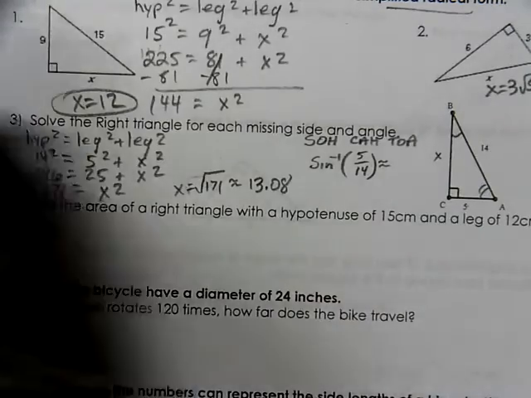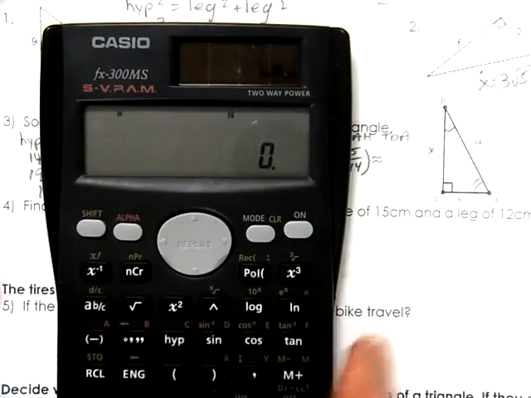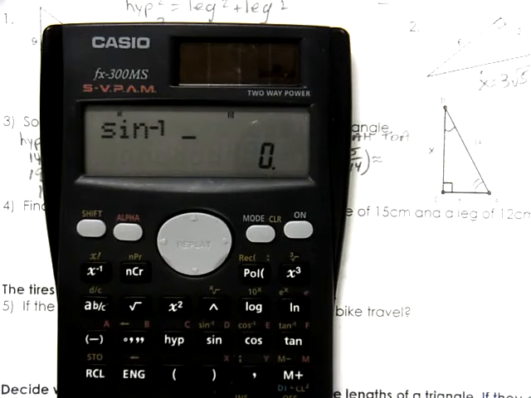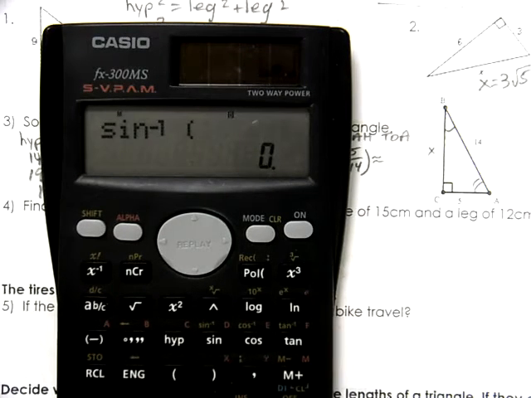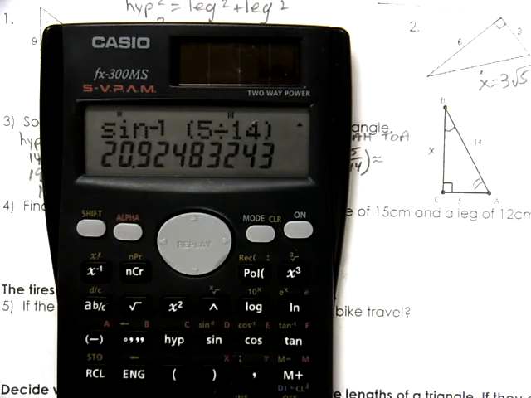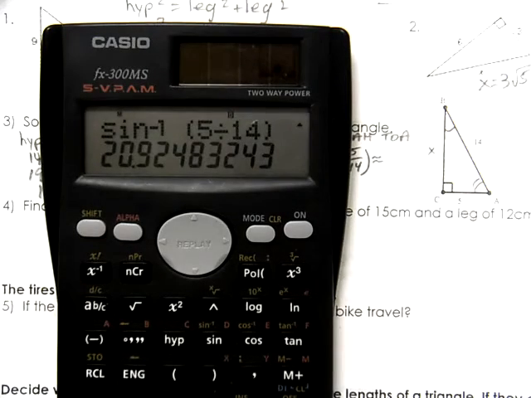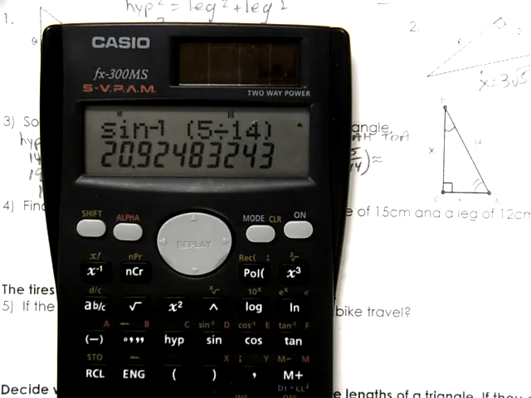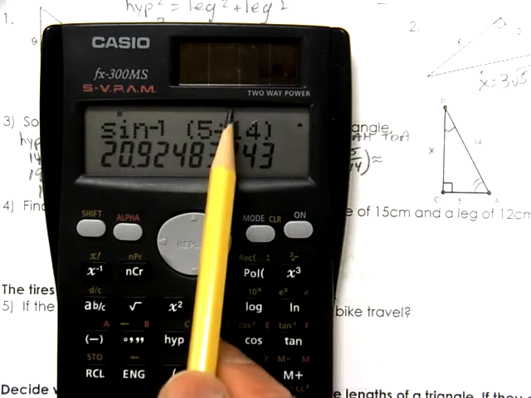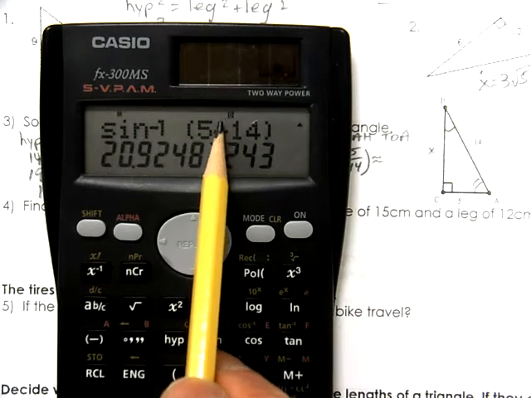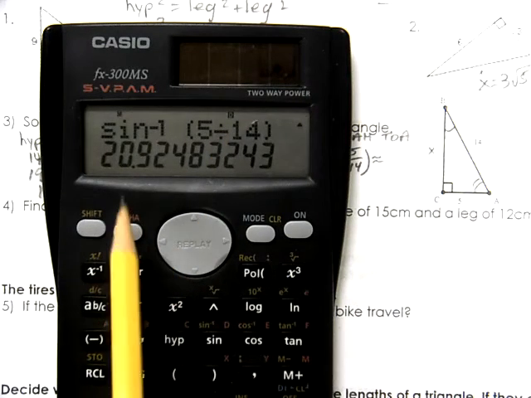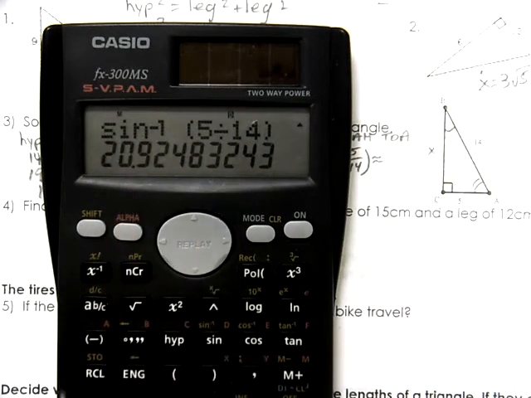So with our calculator, we'll say sine inverse, you should use parentheses, of 5 divided by 14, and that gives us 29.92. It's very important that you are in the correct mode. You have to be in degree mode. This calculator is in degree mode because it has the D on the screen. Graphing calculators, you'll have to hit the mode to see what degree you're in.